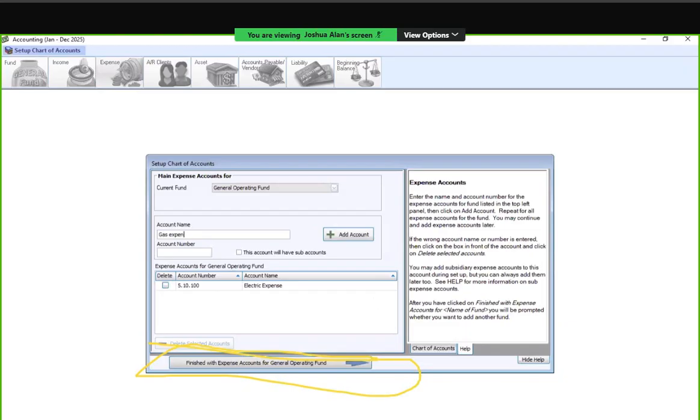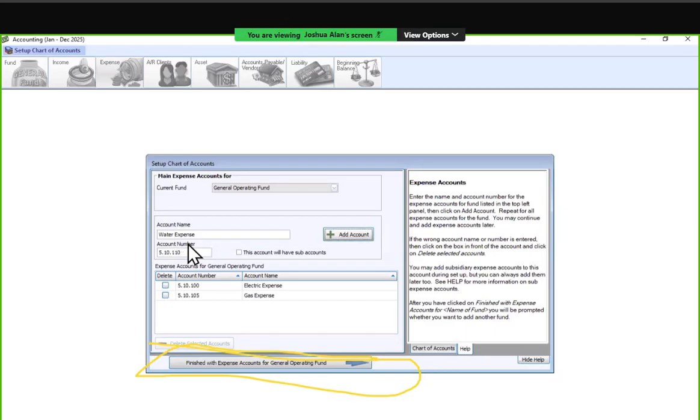So you're getting the idea here that we're simply adding the accounts that are going to be linked to, in this case, the general operating fund. And I would just continue with all of these expense accounts linked to the general fund.